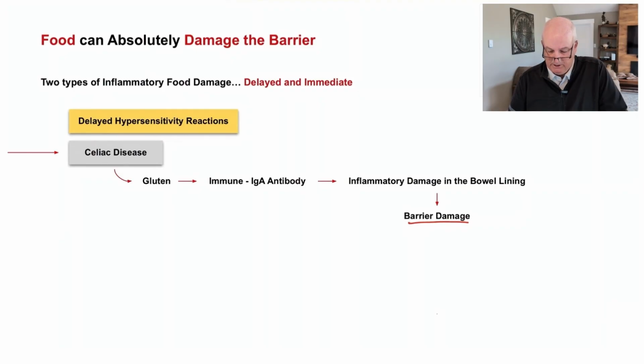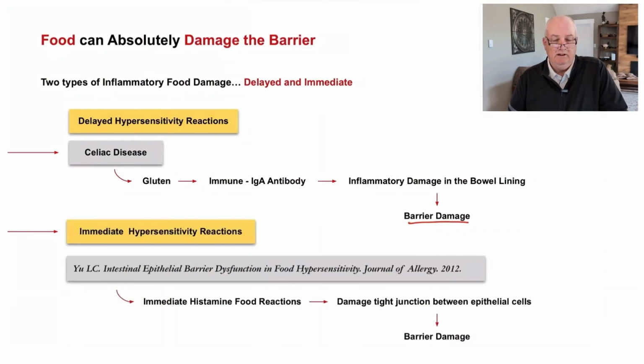Another example would be what we call immediate hypersensitivity reactions. These are reactions to foods that happen as soon as you eat them. Imagine a child who eats a peanut and they have a peanut allergy, or someone eats a scallop and they get nauseous and they throw up. Well, those reactions are caused by a compound called histamine released in those tissues. And there's research to show that histamine can have an impact on the barrier function and the barrier integrity. So we can have delayed reactions cause inflammatory damage to that bowel lining or the mucous barrier lining, the epithelial lining, but we can also have immediate hypersensitivity reactions cause the same type of damage to that barrier.